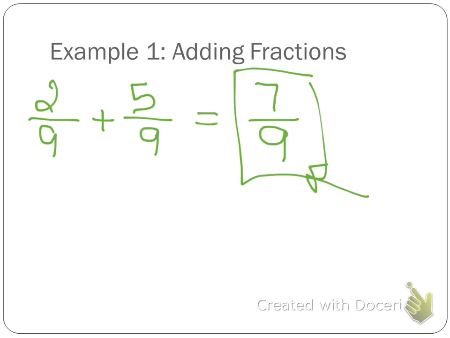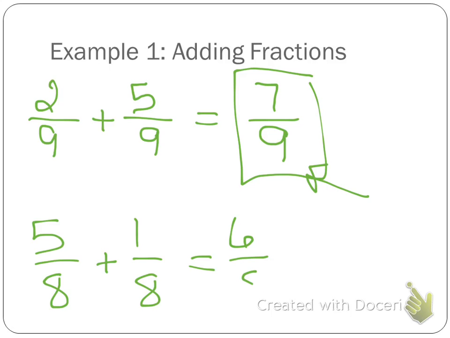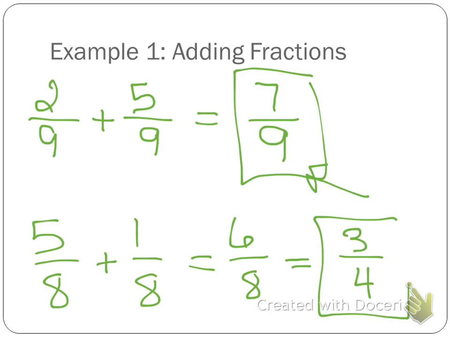All right, so what if you had, let's say 5/8 plus 1/8? What would be your answer? Go ahead and just do it right there on your paper real quick. Steven? 6/8. Nope. 3/4. What is it, class? 3/4. It is 6/8. But then you have to reduce it to 3/4. Don't forget that you always want to reduce your answer.